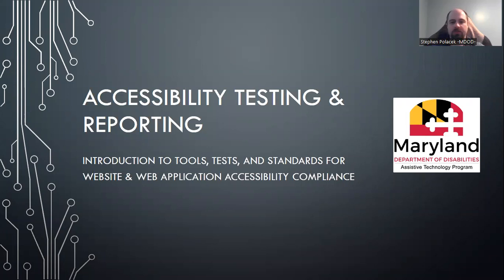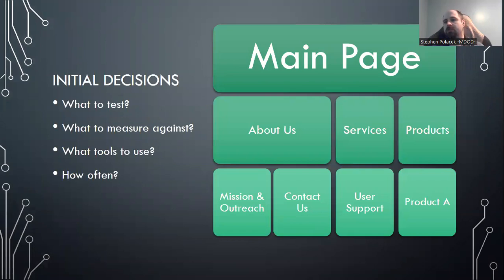And we're going to start with what our initial decisions are when we decide we're going to do accessibility testing. Great. But there's a lot of thought that has to go into this, because if you're trying to test an entire website, that's a lot of time. When I do testing from my position, it usually takes about 3 to 5 business days to do a good representative sample of a website.